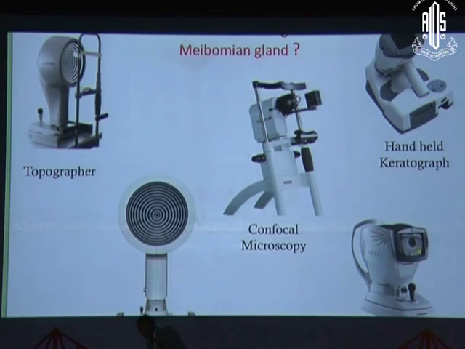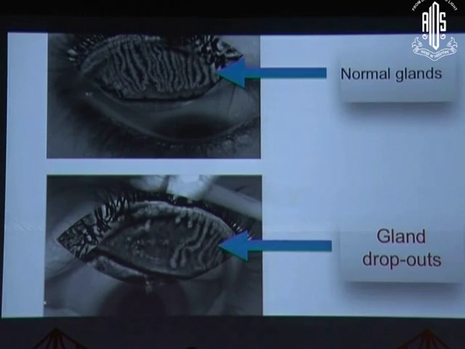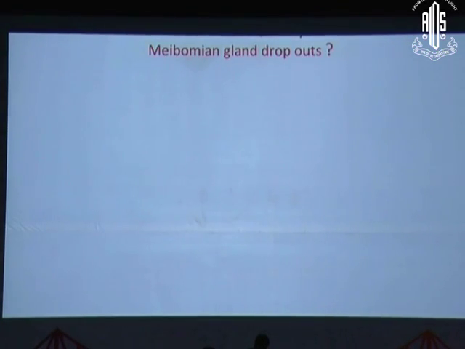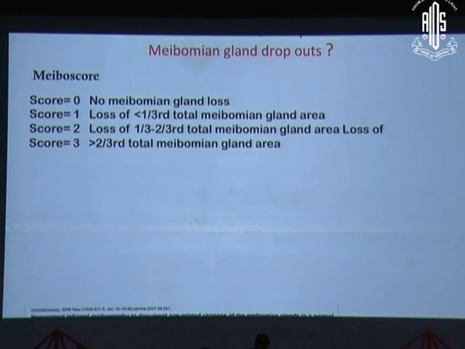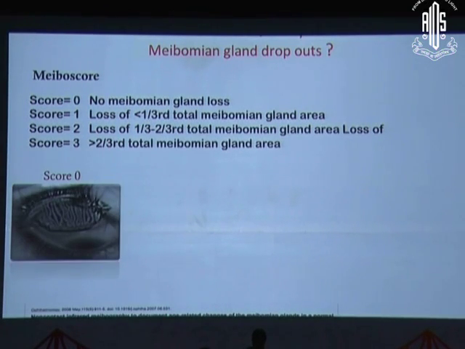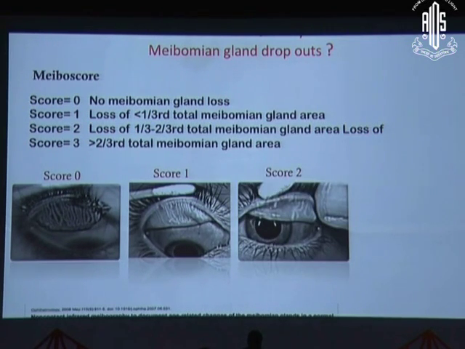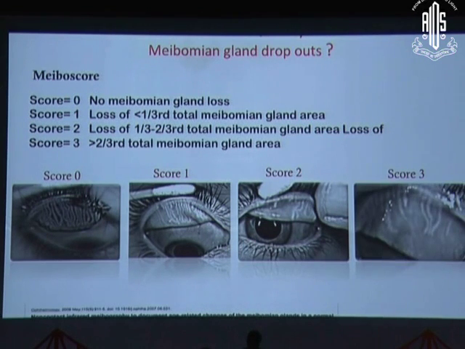So starting with the standard, which is the Oculus keratograph. What it basically does is it's an infrared camera. So on eversion of the lid, you can image, capture, and then evaluate it further and see which are the normal glands and which are the gland dropouts. How do we actually quantify and grade this? Well, there is a grading published in ophthalmology, which shows that based on the amount of gland dropout, you can score them between 0 and 3.